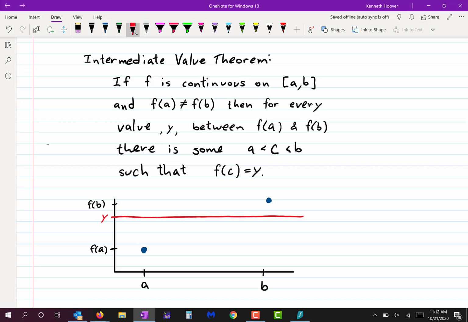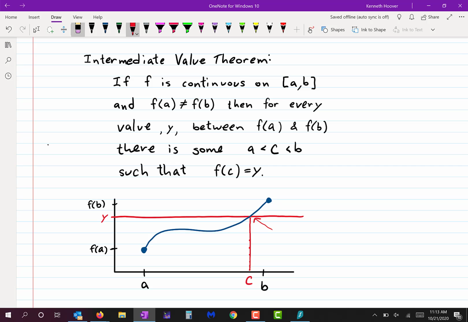What they're saying is this. If I want to get from that first blue point to the second blue point with a continuous function, I must cross that red line at least one point. And wherever it is that I cross that red line, there's my c. The theorem is telling us that there has to be some point between a and b where the graph will cross the red line if the function's continuous.